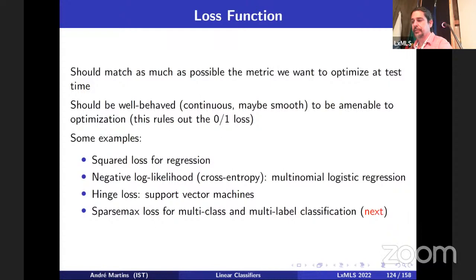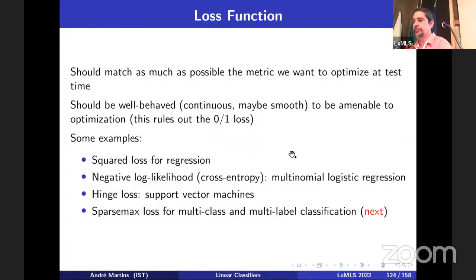So just a quick summary of loss functions. Loss functions should match as much as possible the metric that we want to optimize at test time. Someone asked in the morning about what happens if you have imbalanced data sets where one of the classes is much more frequent than the other. Then one way to compensate for that is to design a loss function that penalizes some kinds of errors more than others. Not all problems are as nice as what I presented here. Sometimes you have to deal with things that are not balanced, or sometimes some kinds of errors are much more dangerous than others, and we need to take that into account.